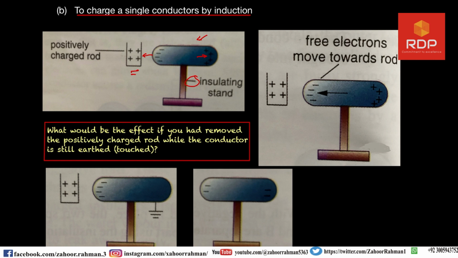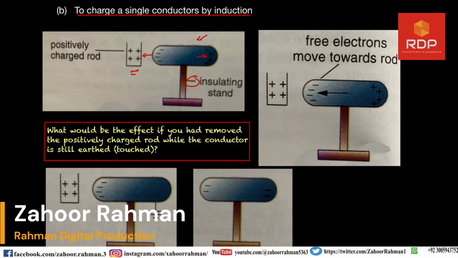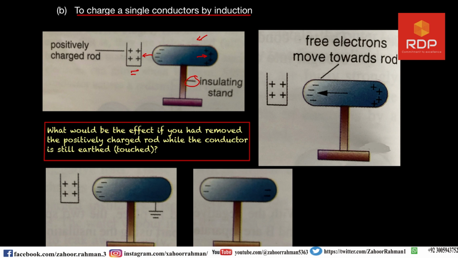What we will do in the second step: the free electrons in the conductor will be drawn towards the end of the conductor nearer to the positively charged rod, leaving the other remote end with excess positive charge. Note that the conductor is still electrically neutral despite the redistribution of free electrons, because the number of electrons and the number of protons are the same, so still it is neutral.